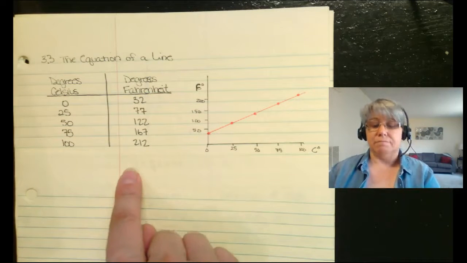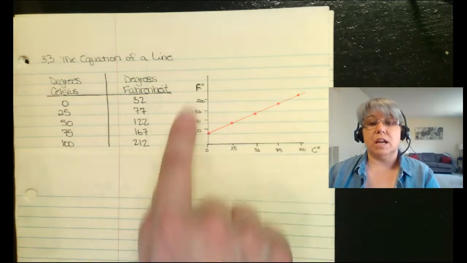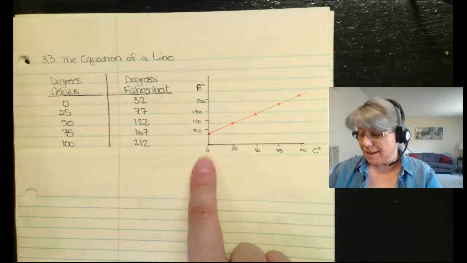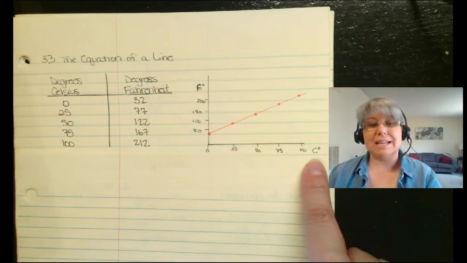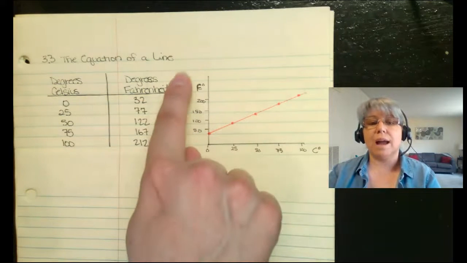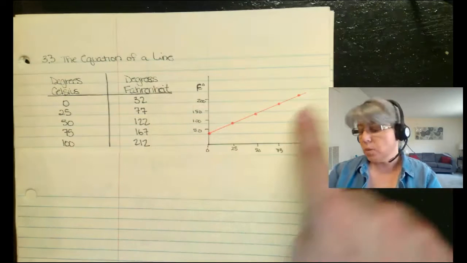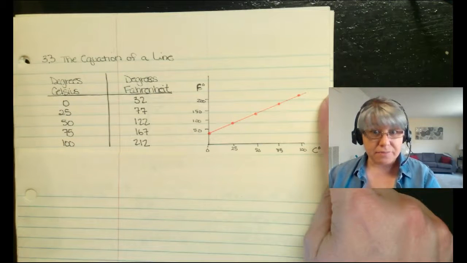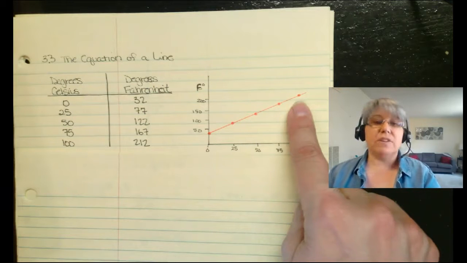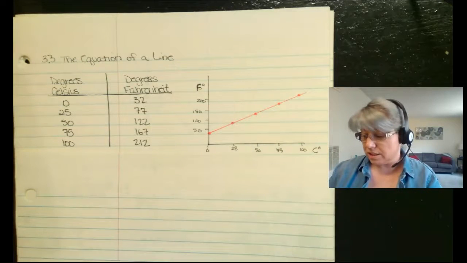Using this data, I can build a graph basically having the Celsius on the x-axis, the Fahrenheit on the y-axis, plot the points, connect the dots, and I have a line. Using this line, I could figure out the equation using one point, using the slope.